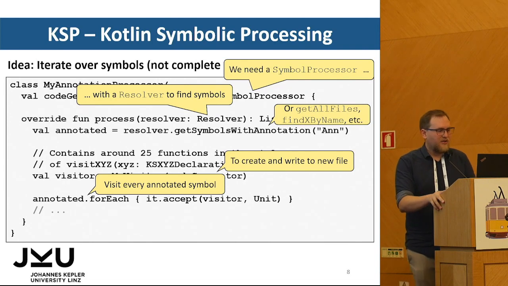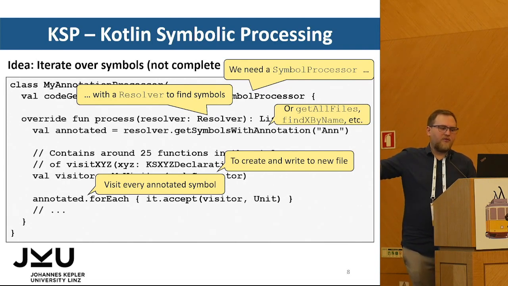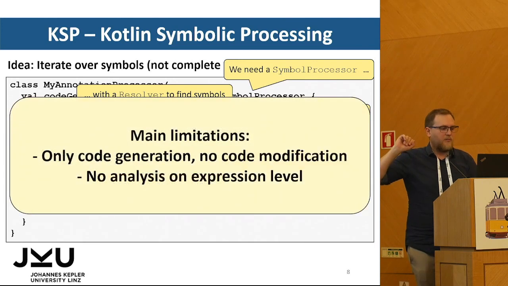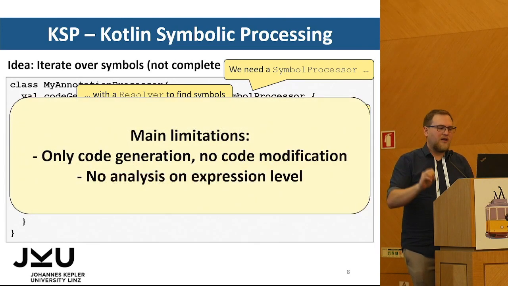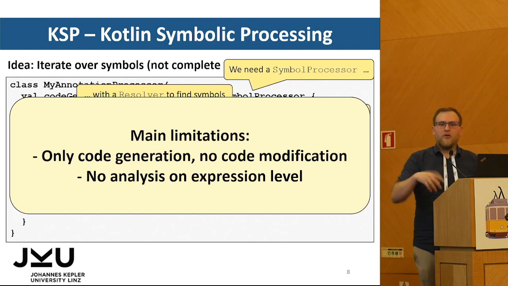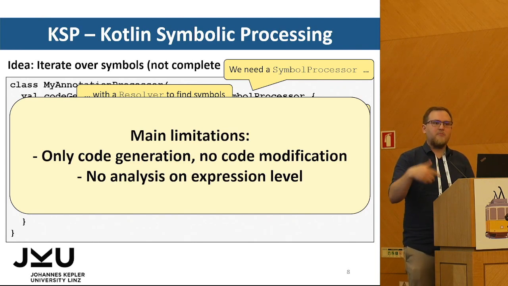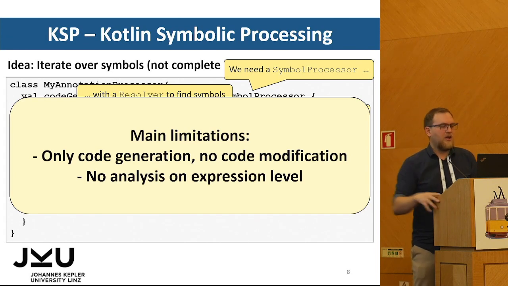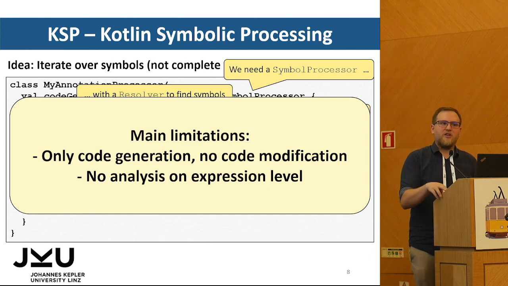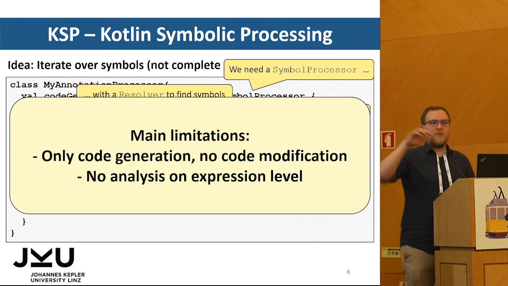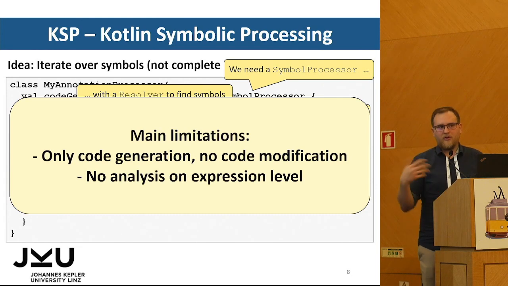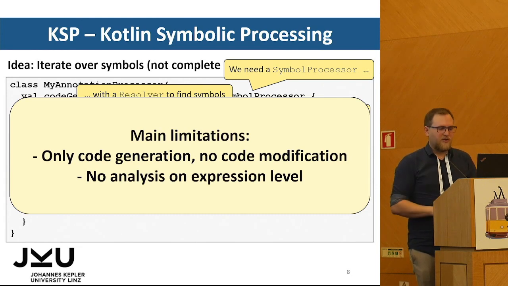What is the big problem with KSP? Because the code that we can write is quite straightforward. The big limitation is we only have code generation, no code modification. So we cannot modify the program we are looking at. We can just create new files. And there is no analysis on expression level. We have no information about the statements of a function. We know which parameters go in, we know which types go out and stuff like that, but we have no information about the content of the statements.